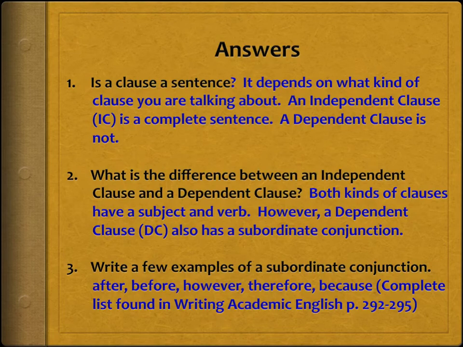Okay? What's the difference between an independent clause and a dependent clause? Both kinds of clauses have a subject and a verb, so what makes a difference? A dependent clause has a subordinate conjunction. If that's true, we really want to know what is a subordinate conjunction. So write a few examples of a subordinate conjunction. Here were some examples, and remember that there was a complete list in the Writing Academic English book on page 292 to 295.